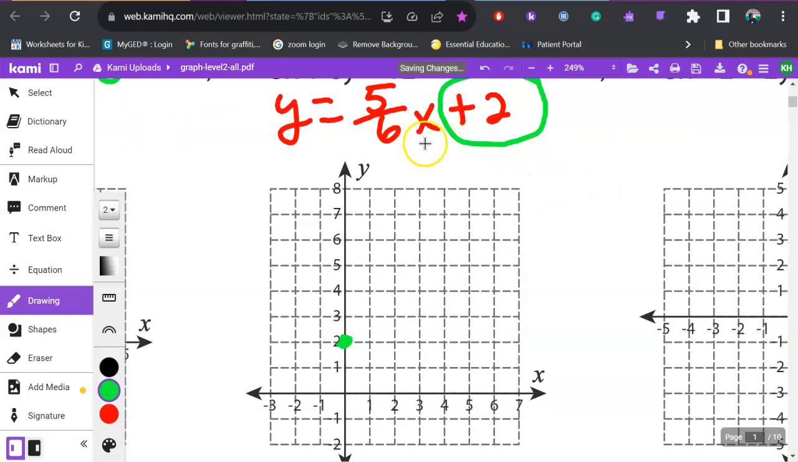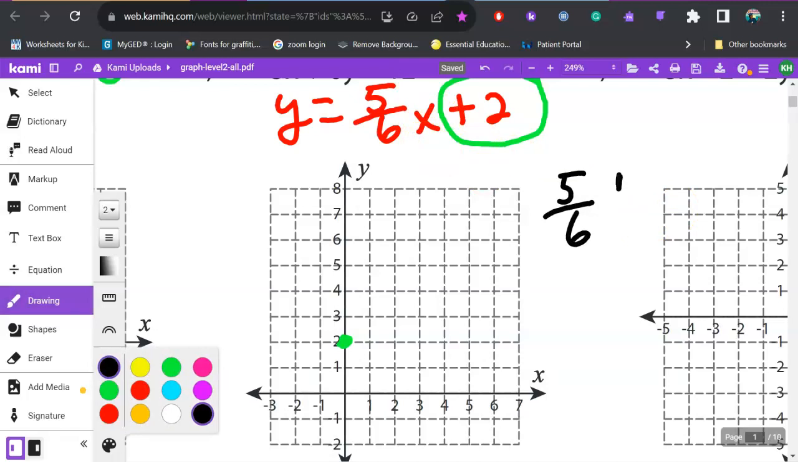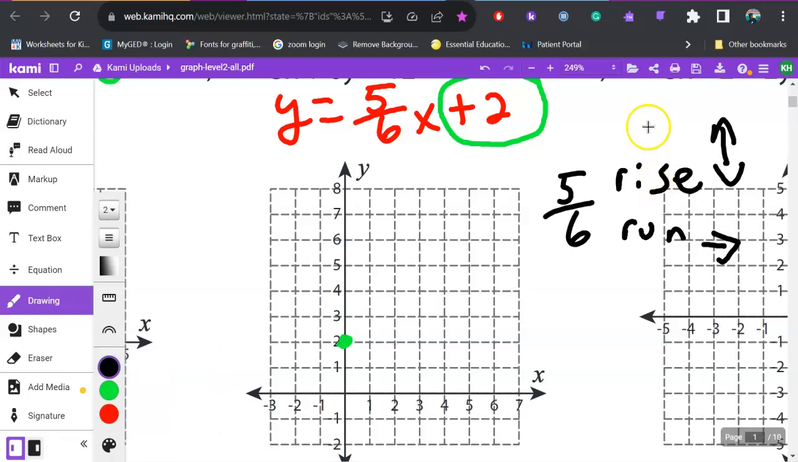Now we're going to do our rise over run. I'm going to pull that out over here. I have 5 over 6 is our rise over run. Remember, a rise can go up or down depending on the number, and then a run, always run to the right. Okay, so my rise is a positive 5. So do you think I'm going to go up or I'm going to go down? I'm going to go up because it's a positive 5. So I'm going to go up 5. 1, 2, 3, 4, 5. How many am I going to run to the right? 6. 1, 2, 3, 4, 5, and 6.